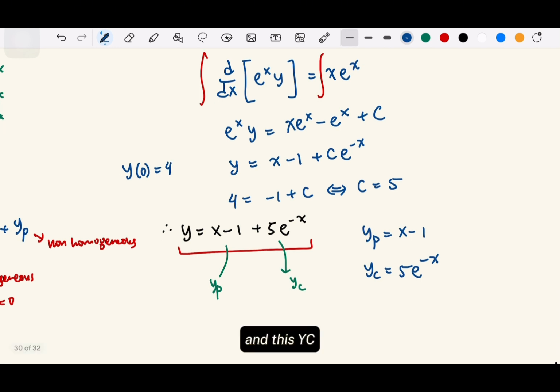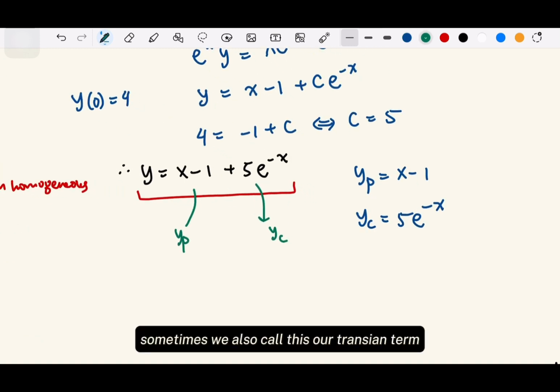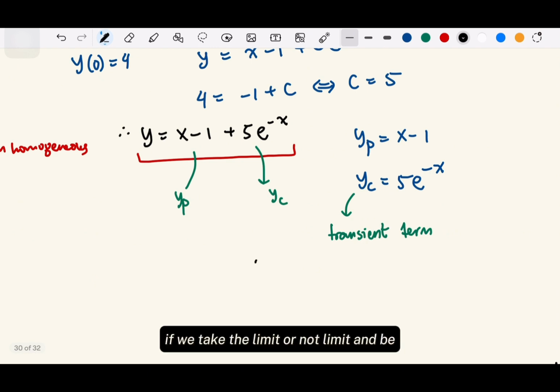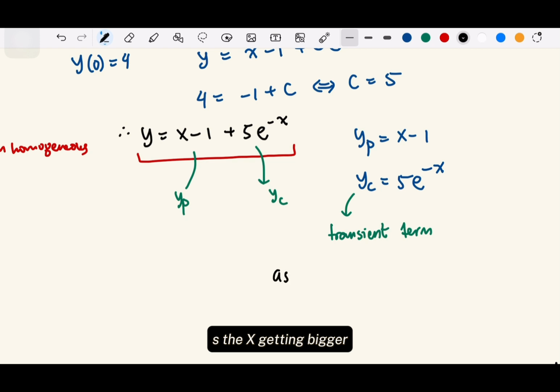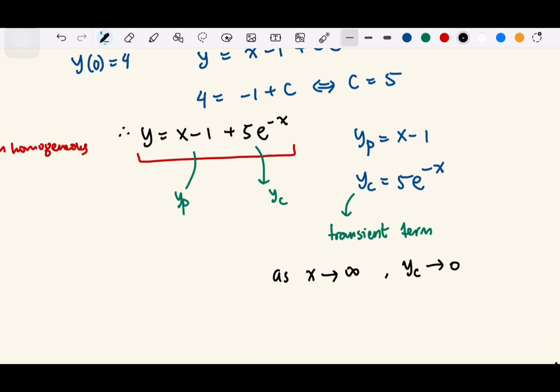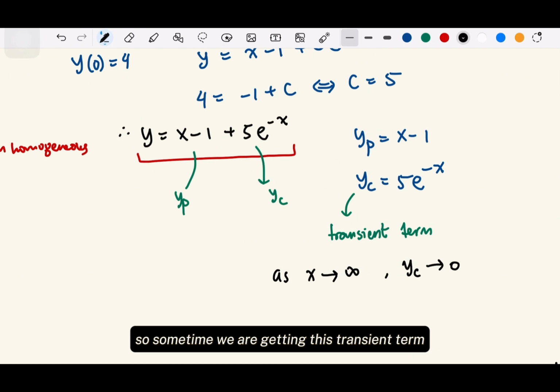And this yc, sometimes we also call this our transient term. What is that? Transient means, if we take the limit, as x gets bigger, yc will get closer to 0. Okay. So sometimes we get this transient term. So what does it mean for this transient?